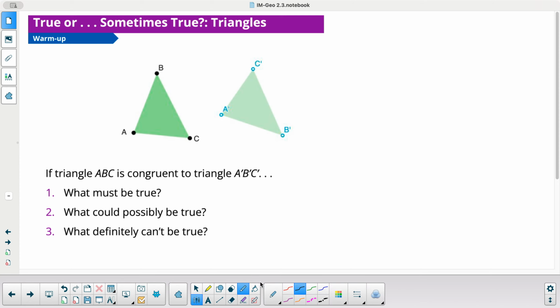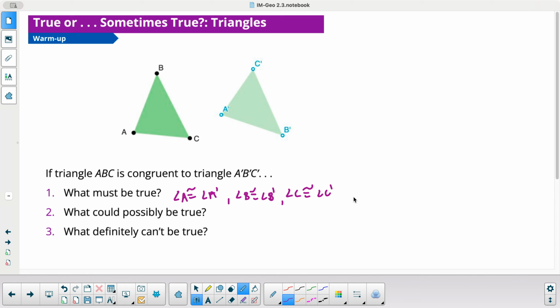So go ahead, pause the video and try to come up with some things that must be true. I'm going to say here you're going to have 3 pairs of congruent angles and 3 pairs of congruent sides. So angle A is congruent to angle A prime. Angle B is congruent to angle B prime. Angle C is congruent to angle C prime.